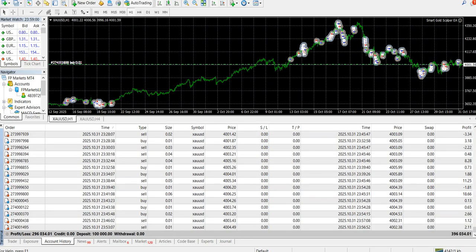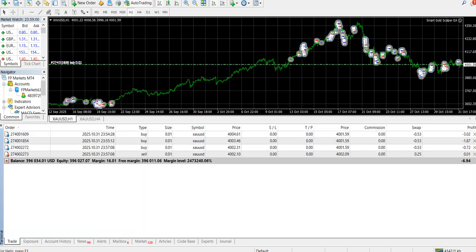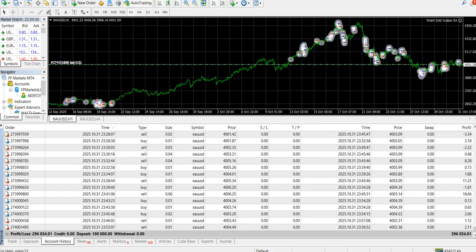Okay, so guys, you can see that with a deposit of 100k we made 296,034, almost 300%. That we will be achieving next week. Okay, and let's see the running trades. These are a few running trades going on right now. And let me take you to the myfxbook of this particular account.